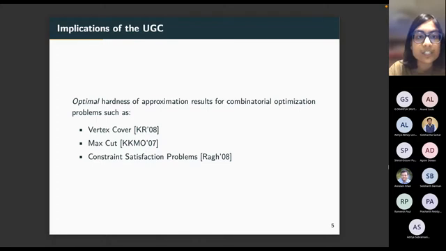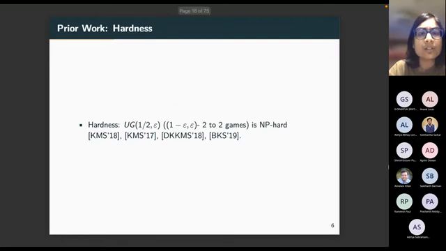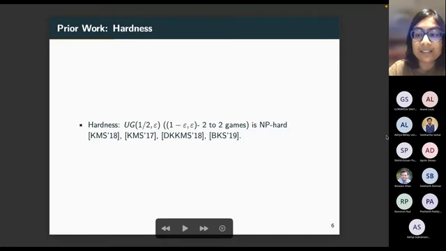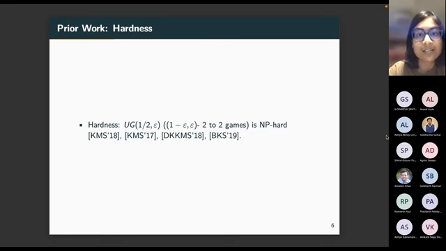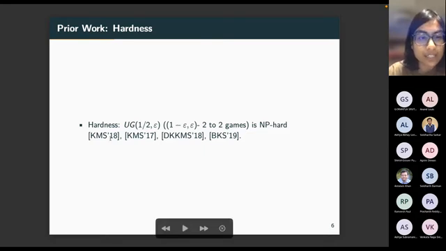Okay, so if there are no questions, let me go into what is known about this conjecture. It has turned out to be hard to even know whether this conjecture is true or false. Up until 2018, it was believed that it could be false also.